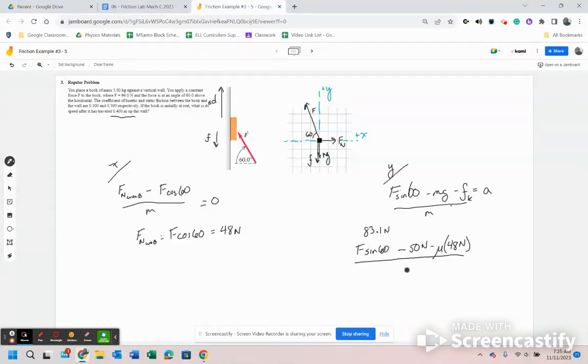So if you're overcoming the static friction, it's automatically going to go to kinetic friction. If you know it's moving, you don't need to worry about figuring out if it overcomes the force of static friction. So ultimately, our acceleration is going to be 3.75 meters per second squared.